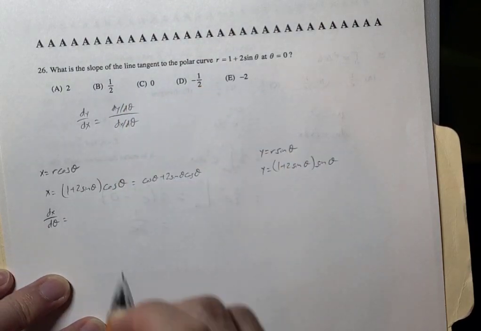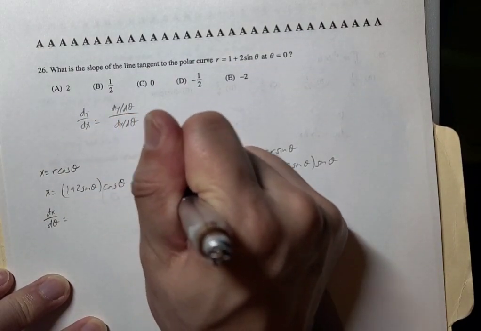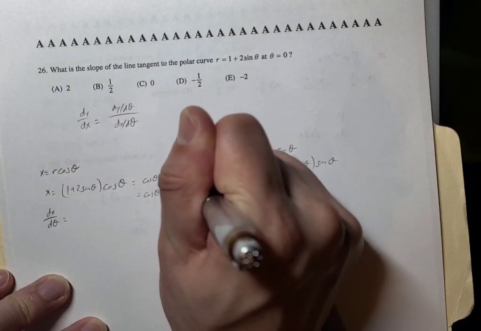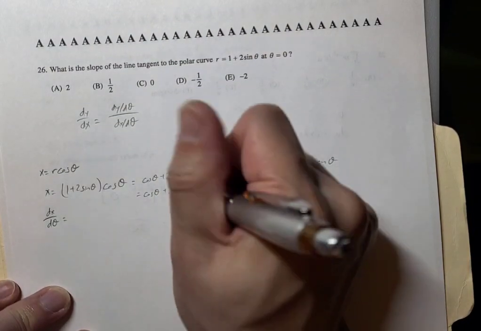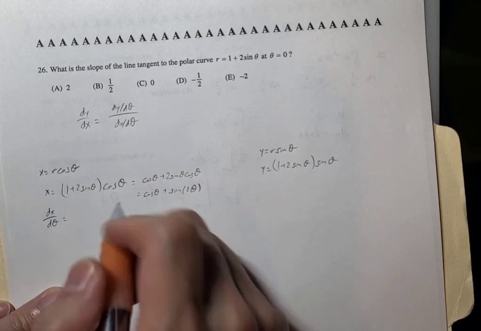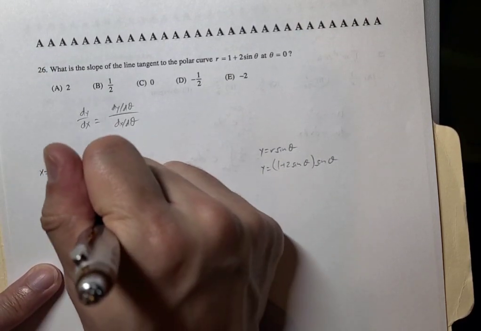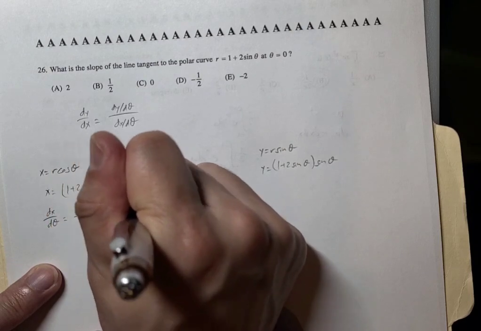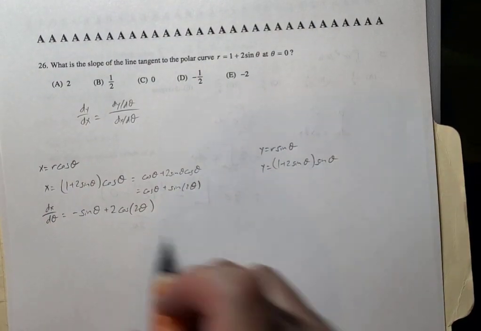Okay, and I can actually rewrite this as cosine theta plus sine 2 theta. Since I remember the identity, I'll make my life easier instead of using product rule. I can just use chain rule. So dx d theta would be negative sine theta plus 2 cosine 2 theta. Okay, so that's dx d theta.